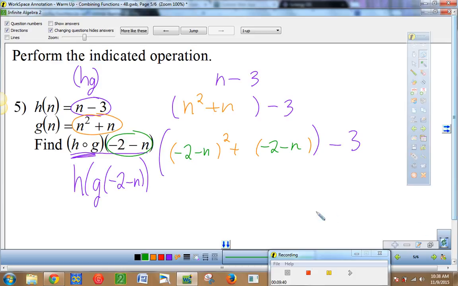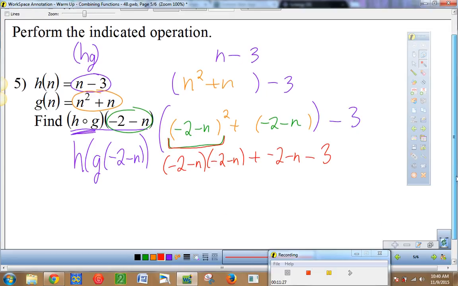What does this mean? What does it mean to square something? Multiply it by itself. So this is actually negative 2 minus n and a negative 2 minus n, right? And I'm just adding this guy, so that doesn't change anything. Adding negative 2 minus n. And then even this, I'm just subtracting a 3. So I'm going to actually need those parentheses. Sometimes they matter. Sometimes they're not as important.